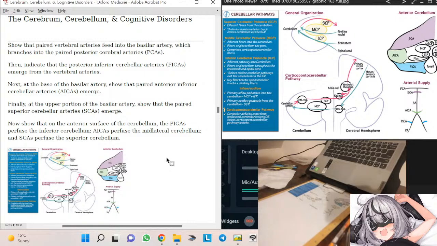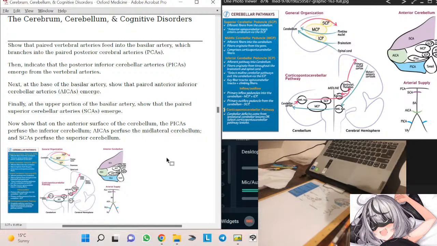Next, at the base of the basilar artery, show that the paired anterior inferior cerebellar artery, AICA, emerges. Finally, at the upper portion of the basilar artery, show that the paired superior cerebellar artery, SCA, emerges.